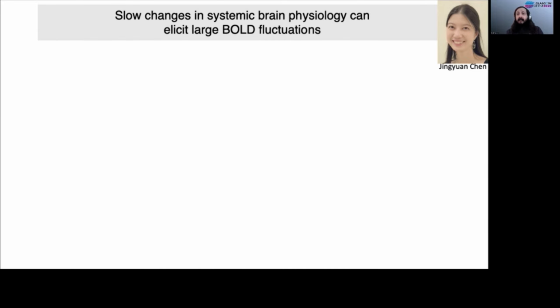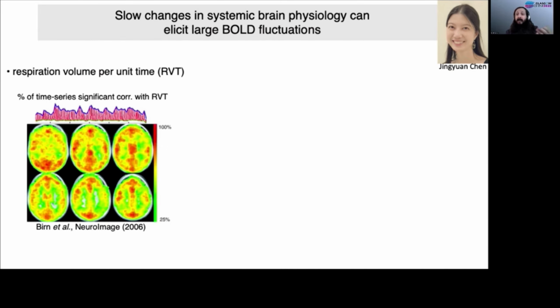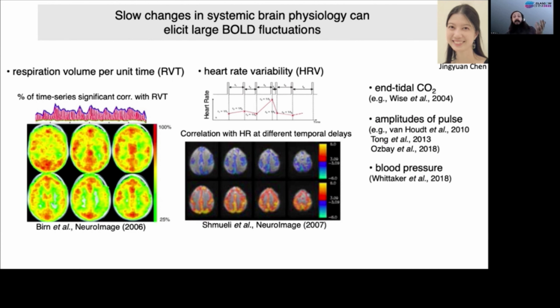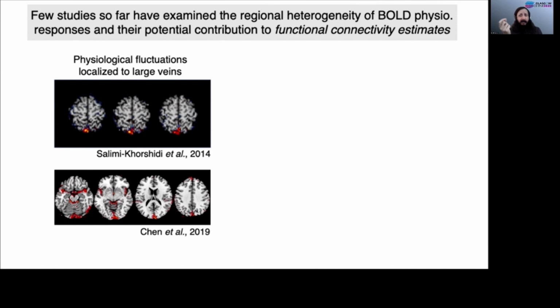Now, previous studies, especially this early study from Rasmus Byrne, have shown that large components of the BOLD response are driven by respiration volume, heart rate variability, end-tidal CO2 changes, as well as other systemic physiological changes such as blood pressure dynamics. Now, often physiological components of these resting state fMRI signals are recognized through their characteristic spatial patterns. However, few studies have really examined how the regional heterogeneity of these physiological responses might influence functional connectivity estimates.